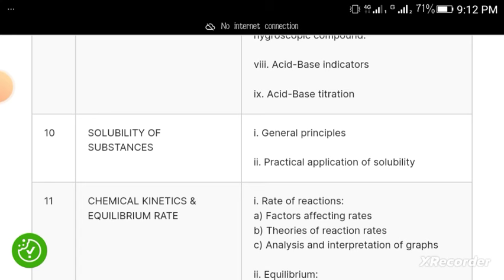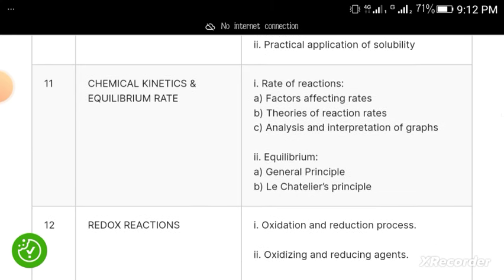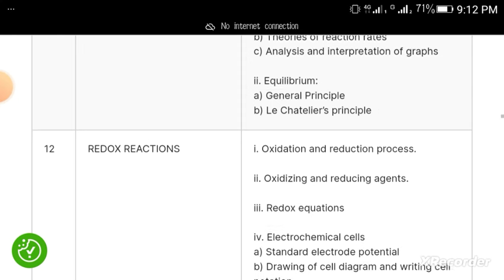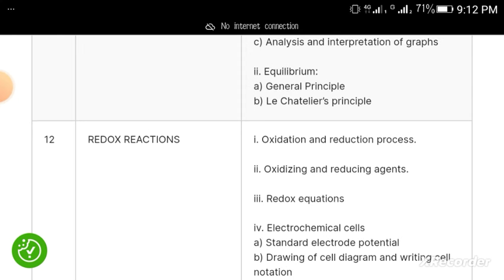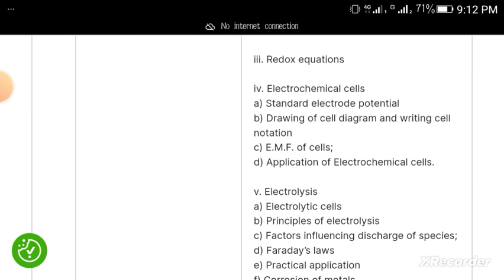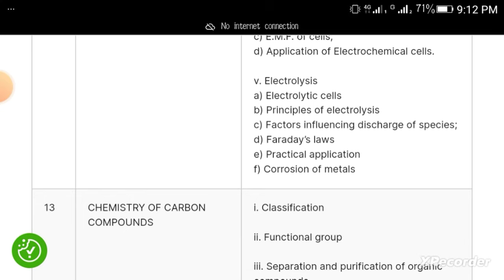Study solubility of substances. Study chemical kinetics and equilibrium rates. Then come and study redox reaction. Of course, you know it's always coming out. Oxidation and reduction reaction. Oxidizing and reducing agents. Redox equation. Study these things up and study the calculations that follow. Just get to your chemistry textbook and study these things.